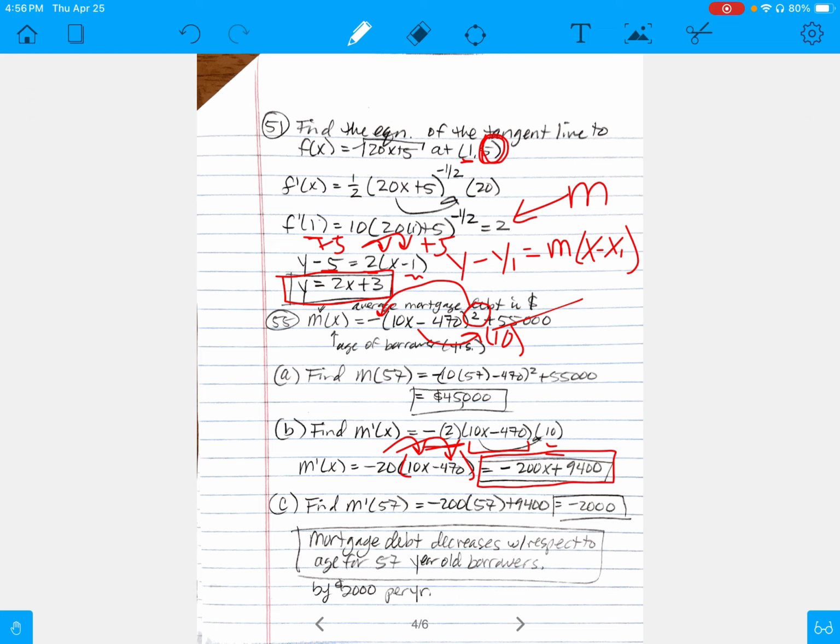Then in part C, we're finding M prime of 57. So now, rather than the average mortgage debt, we are finding the rate of change of mortgage debt when someone is 57 years old. So we're plugging that 57 into the M prime function. And when we crunch the numbers through, we get a value of negative 2,000. So that tells us that for 57-year-old borrowers, on average, mortgage debt is decreasing by $2,000 a year once they're age 57.